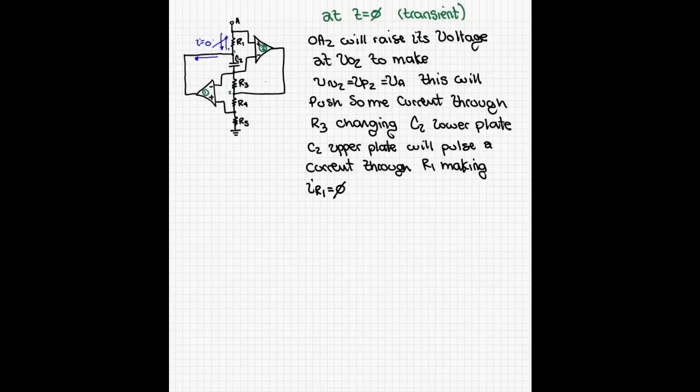So in reality, op-amp 1 is going to make its positive terminal equal to its negative terminal. Op-amp 2 is going to make its negative terminal equal to its positive terminal, which is equal to VA. So in other words, VA is going to come all the way down here, and it's going to drop through R5, virtually, correct? So let's summarize what we just found.